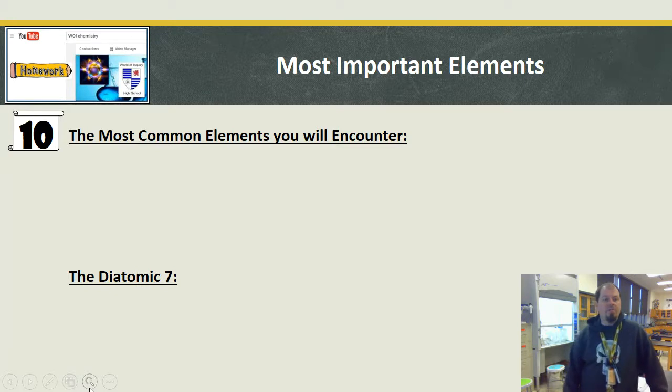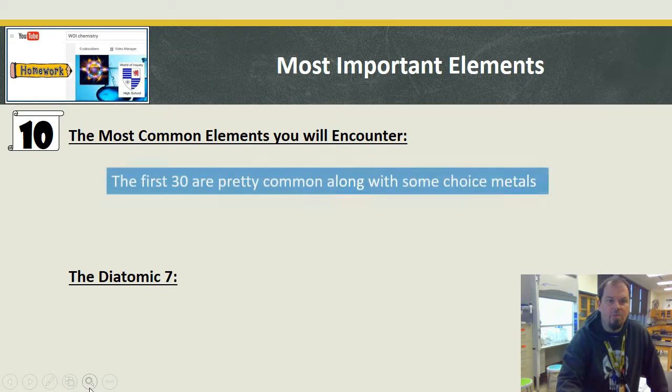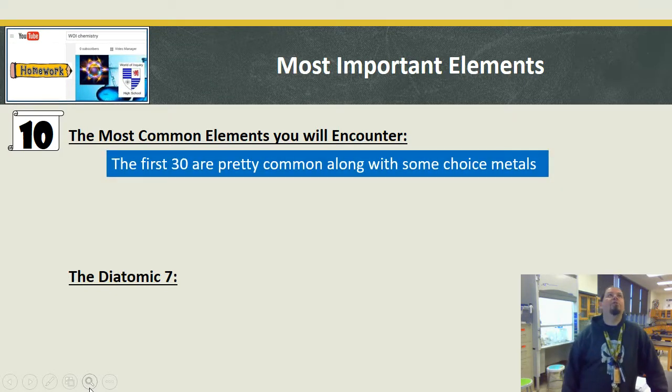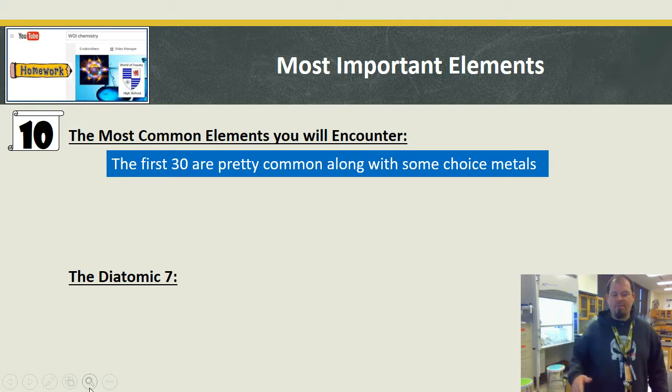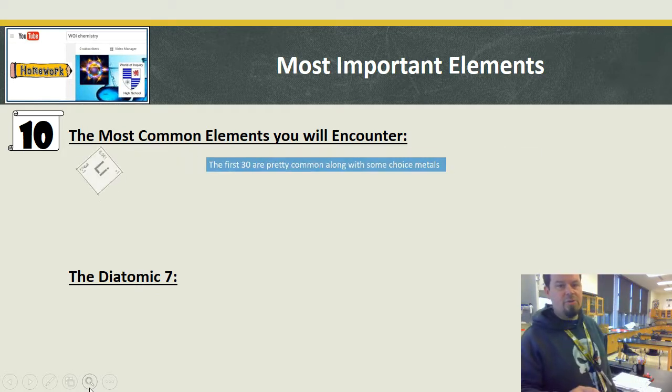Some of the very most common elements you will encounter are pretty much the first 30. And there is a number in the bottom left hand corner that's big. You'll see in the key it's called the atomic number. That's how we name or identify the different elements. Okay, first 30 really pretty common, along with some choice metals.